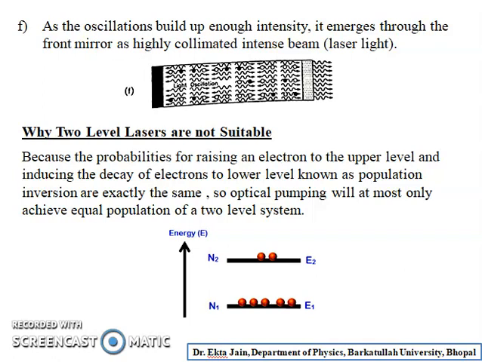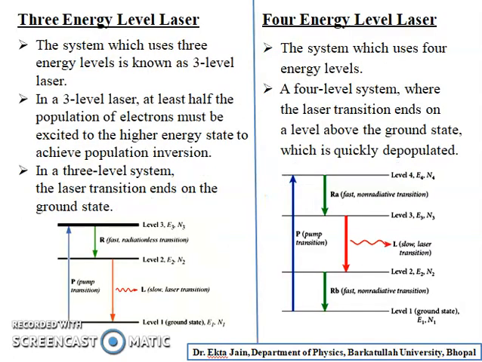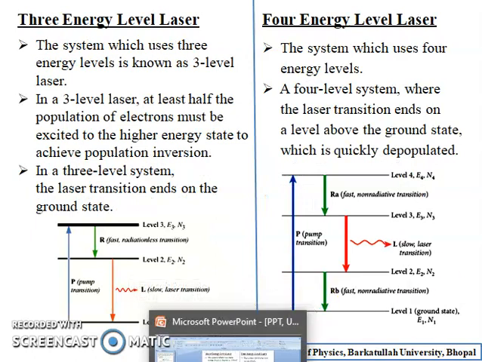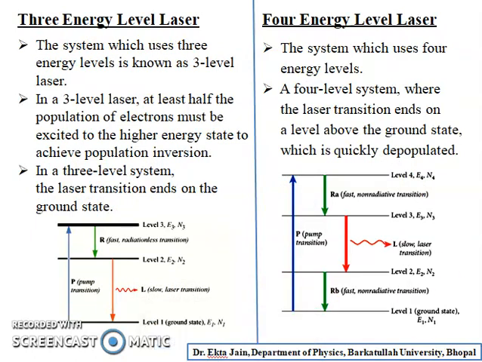One more thing I want to add here is that the ground state is the most stable state and its lifetime is maximum. But in contrast, the excited state is less stable and the lifetime of the atoms in this excited state is only 10 to the power minus 8 seconds. Now come to the 3 energy level and 4 energy level lasers.